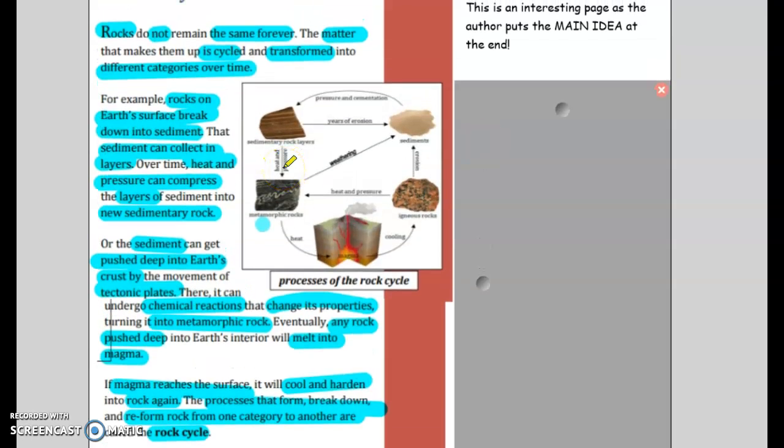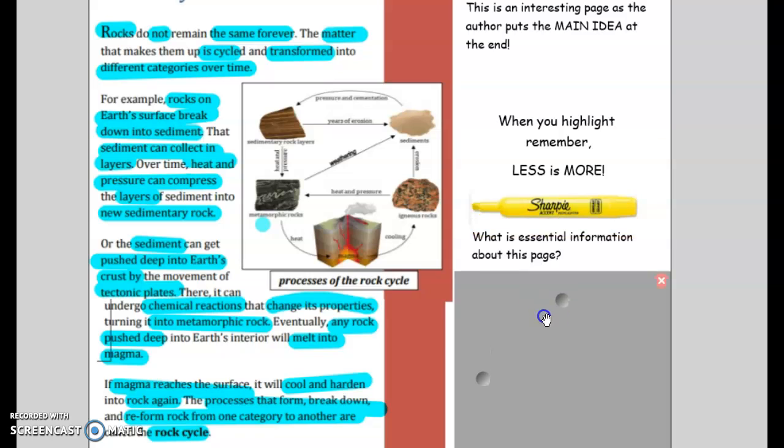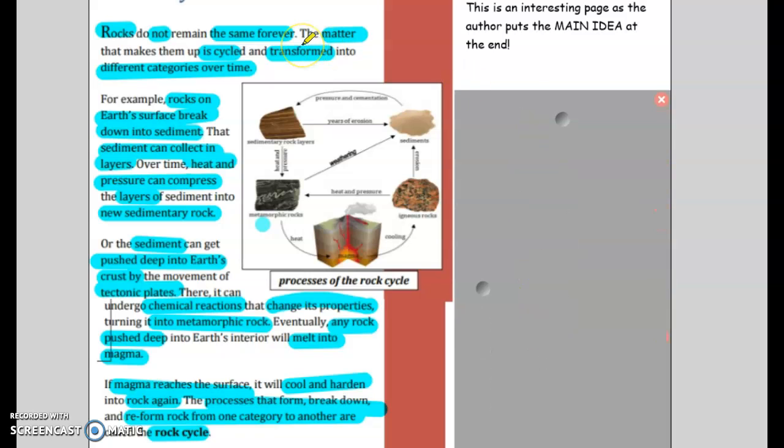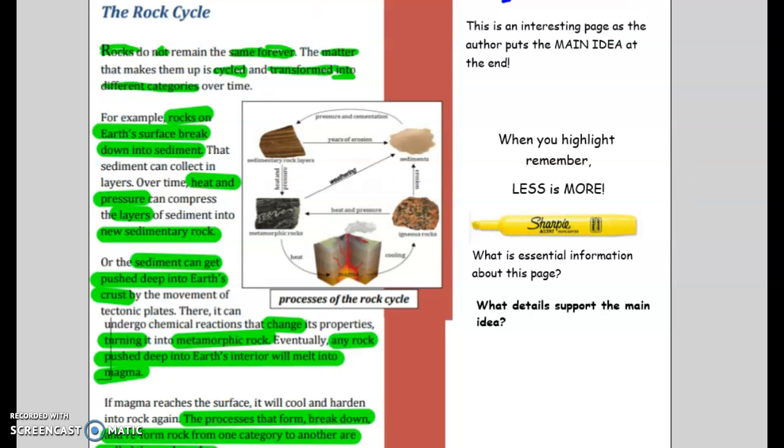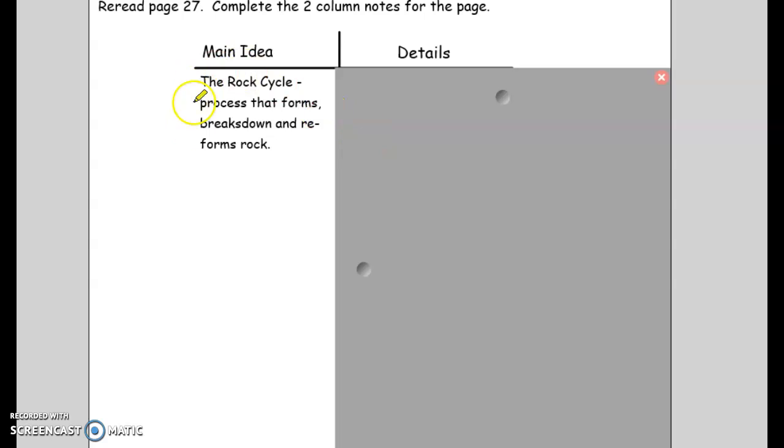Okay, so if you could, let's see what's under here. If you could go ahead and flip your paper over, we know the main idea of the page is rock cycle, or I had added this on here, you don't have to. The rock cycle, processes that form, break down, and reform rock. You're going to go ahead and fill in the detail part. Look at what we highlighted. It will really help you. I think you'll be able to do it.